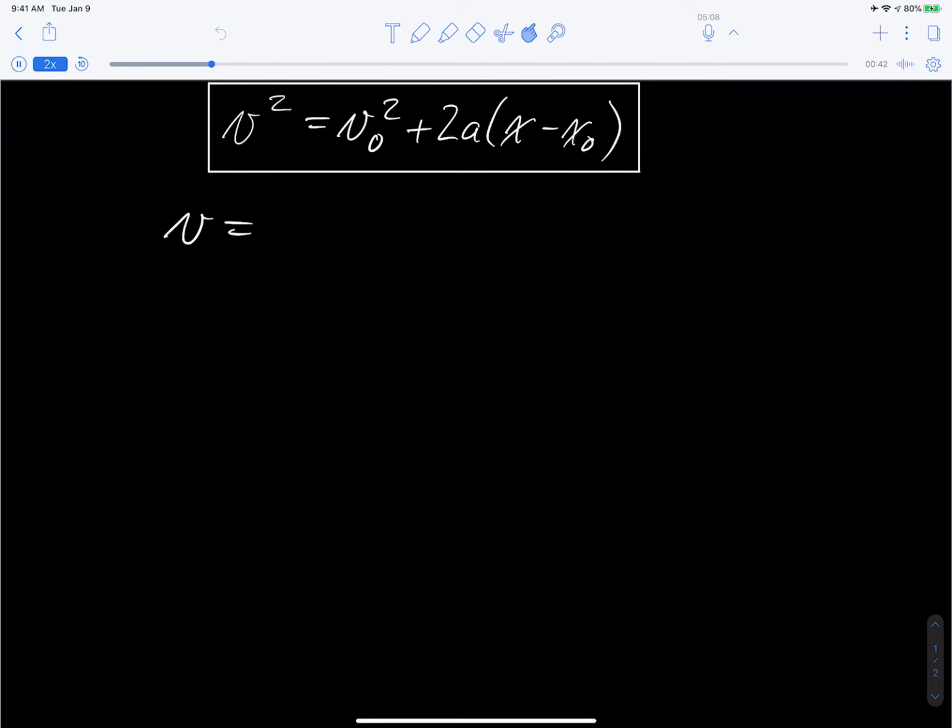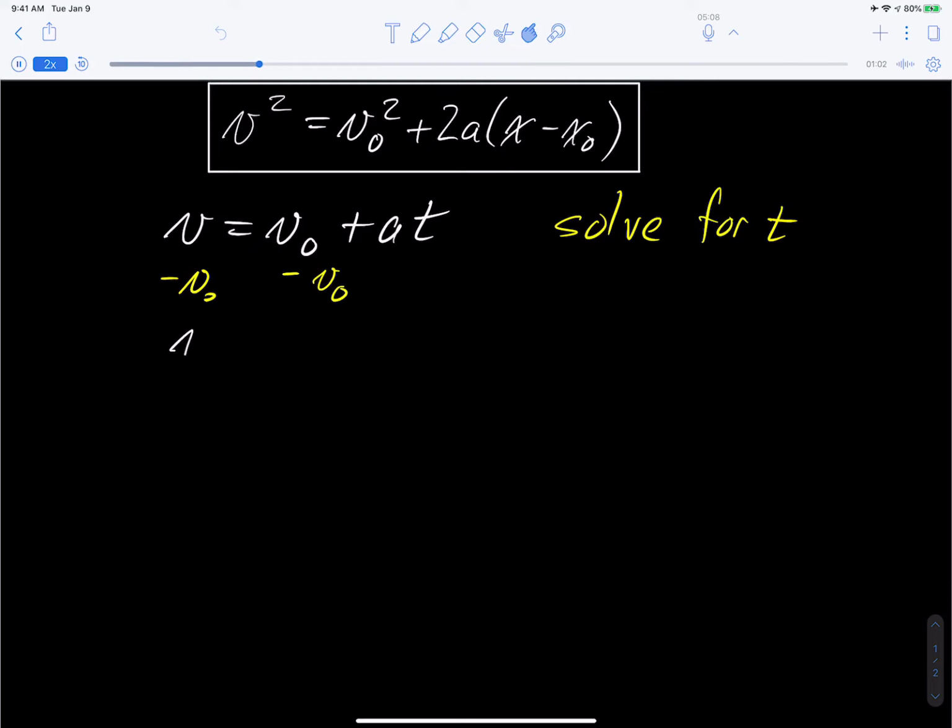So we have the kinematic equation for velocity, and I want to rearrange this to solve it for time. So I'm going to use algebra to solve for time. I can subtract v naught from both sides. That's going to give me v minus v naught is equal to at. And then I can divide both sides by a. And so that gives me that t is equal to v minus v naught over a.